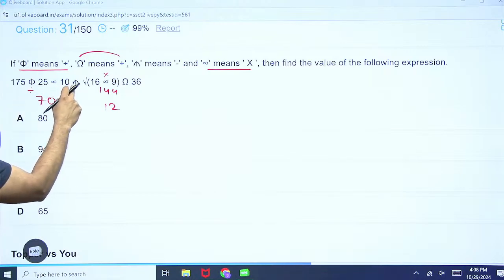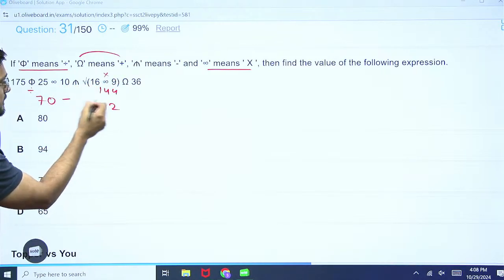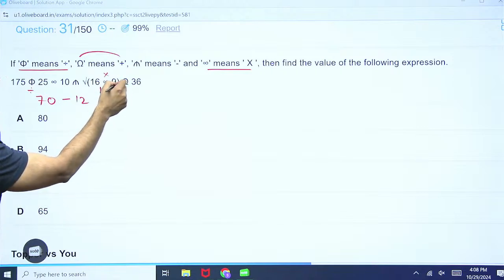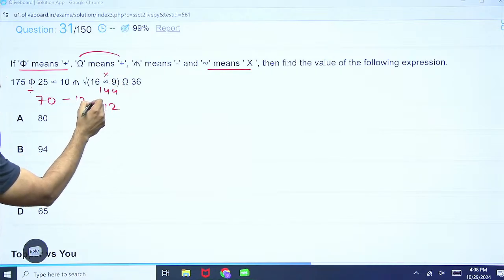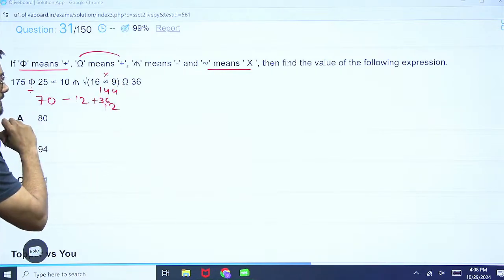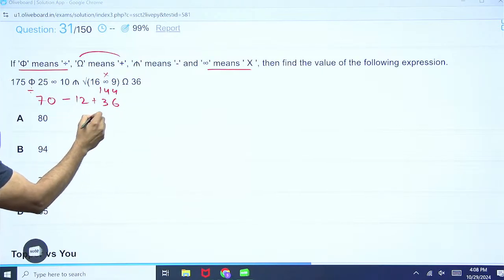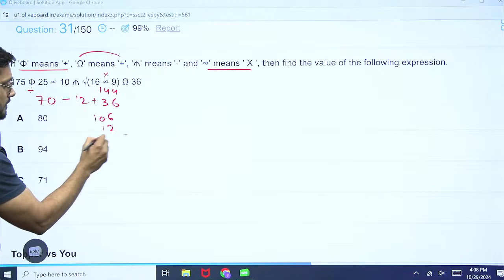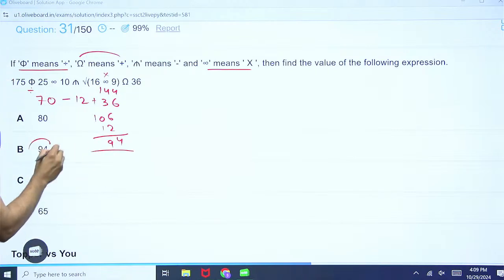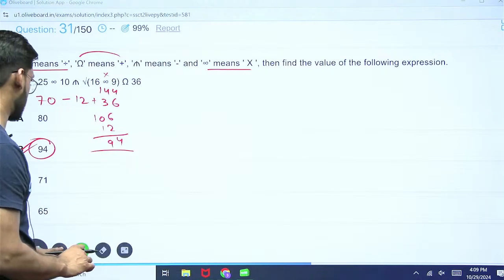And this sign means minus 12. And this omega means plus. 12 plus 36. It will be like this. So 70 and 30 make 100, 106 minus 12 will become 94. Option number B is the right answer. Okay, let's move on to the next question.